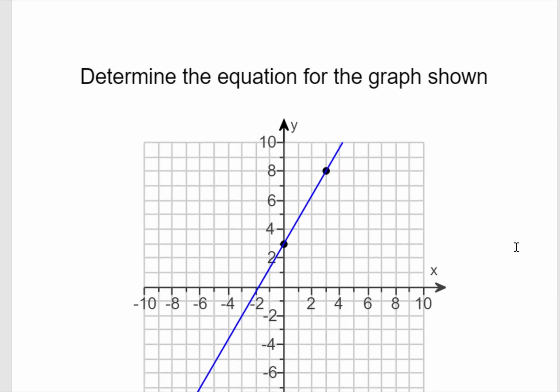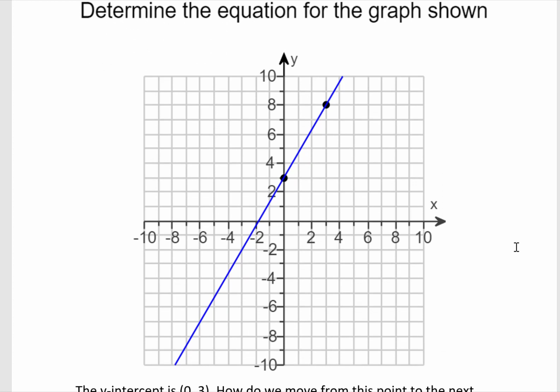Determine the equation for the graph shown. All right, so they've given me a line on a graph, and they want me to find the equation. So I see my y-intercept right here, and that's (0, 3). So if I'm going to put this into the slope-intercept form, y equals mx plus b, I've got my b already.